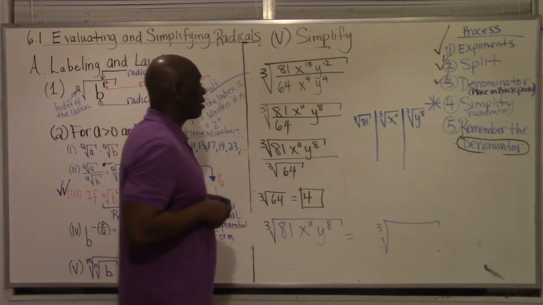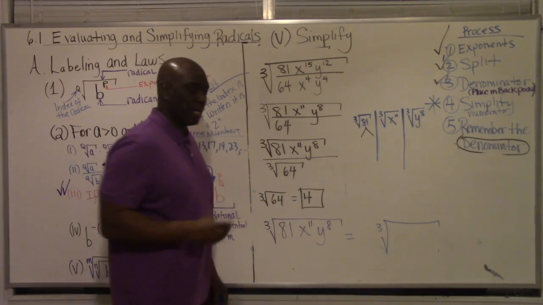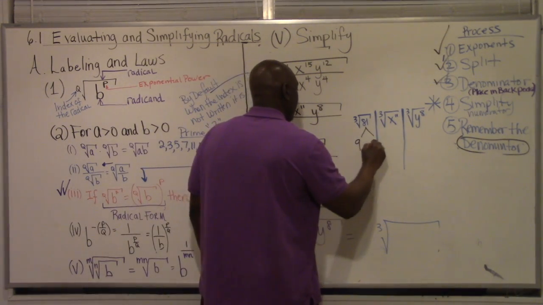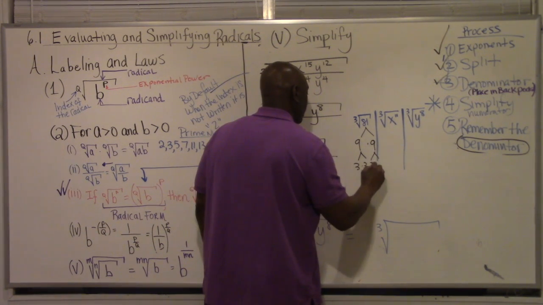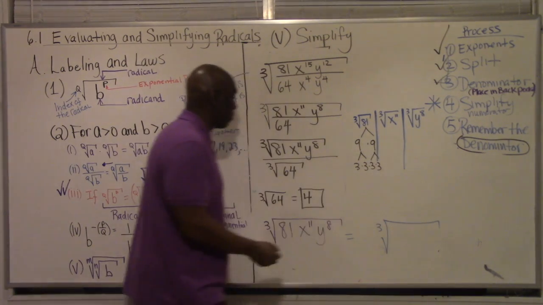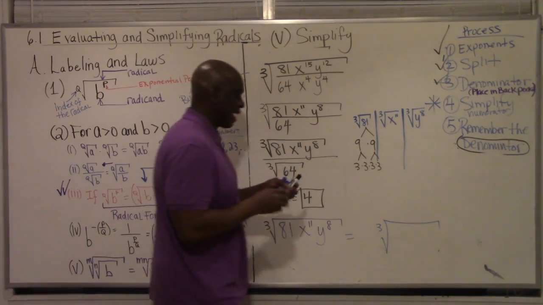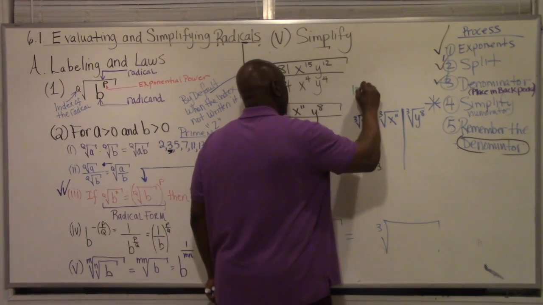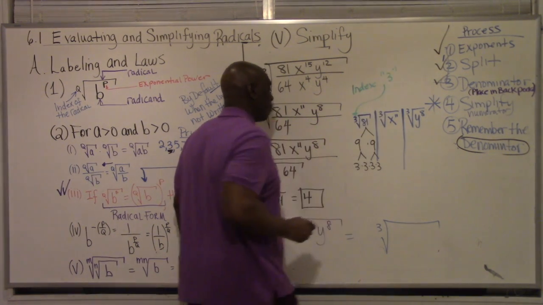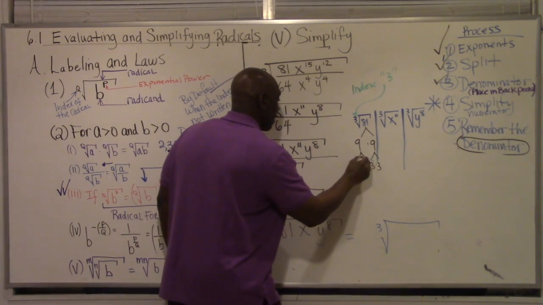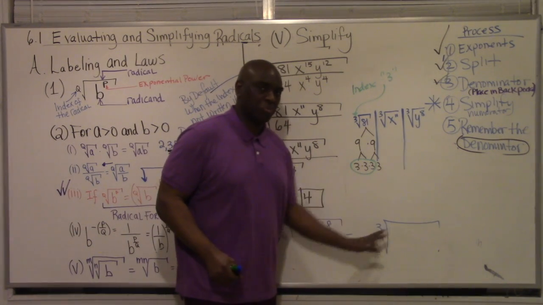All right, let's do this part first. This is the most challenging part. How are we going to break down 81? 9 times 9. Break down 9: 3 times 3. Break down 9: 3 times 3. Do I have all prime numbers? Of course, I have all 3s. They're all primes. What's my index? The index is 3. How do you know? It's right here. So I have to group by 3s. Like that. Boom. Now, tell me what goes in, what goes out.